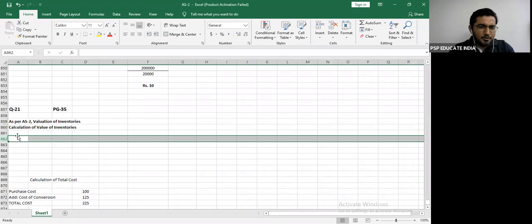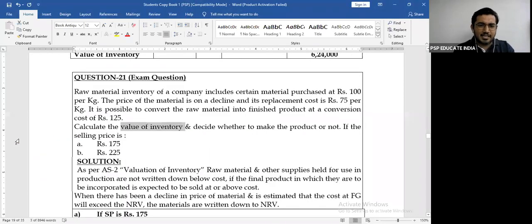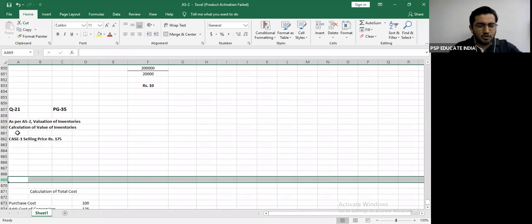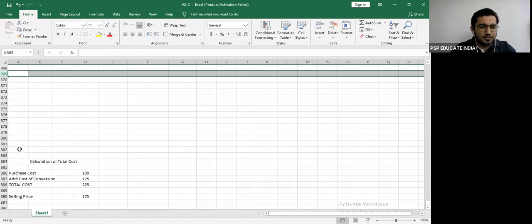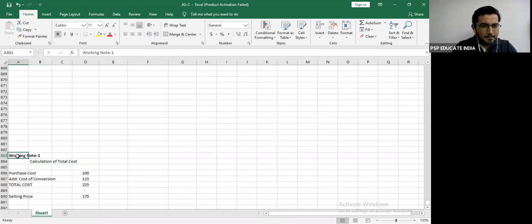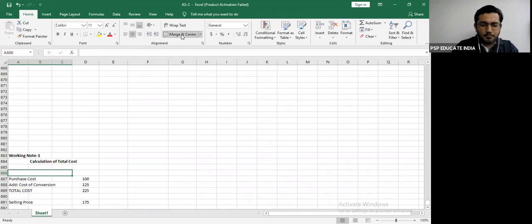Kajal, tell me, should I put it this way? See what I'm writing. What you solved is correct, but that is actually your working note. You first put the first case that you're solving, which says selling price is rupees 175. After that, we will write some note over here to finalize. The first should be your answer. So let us put over here Working Note 1. You will need a proper format, which is particulars.